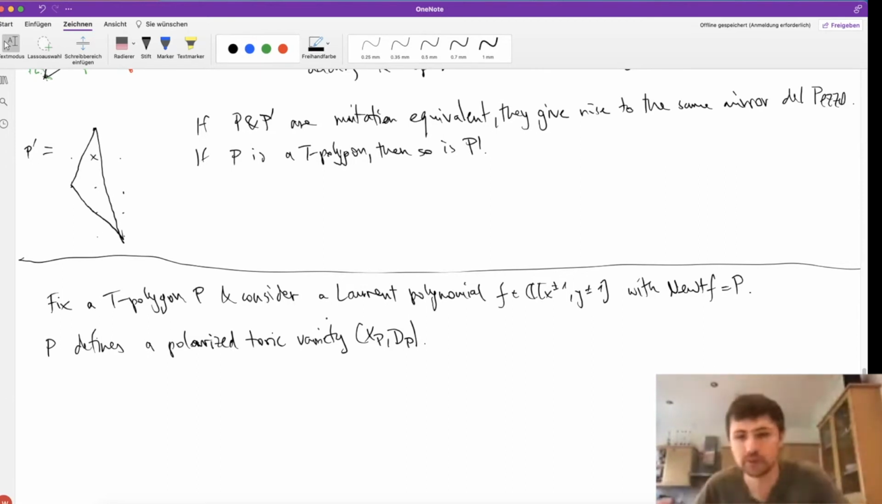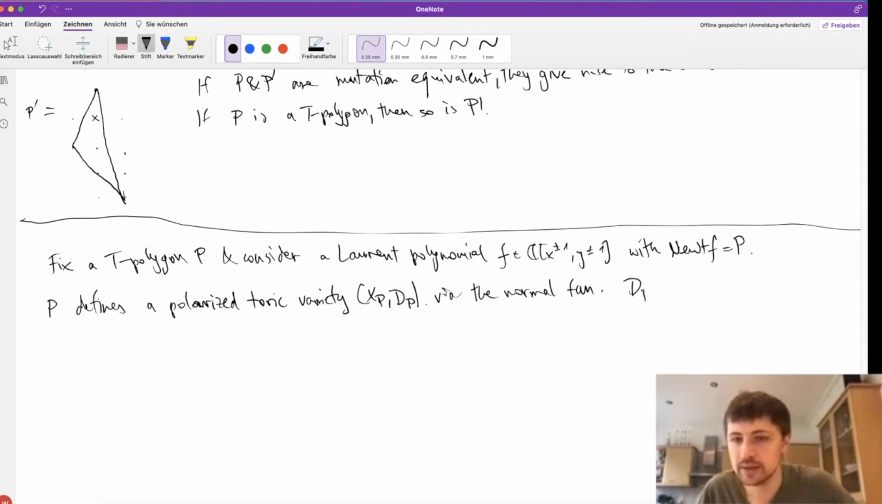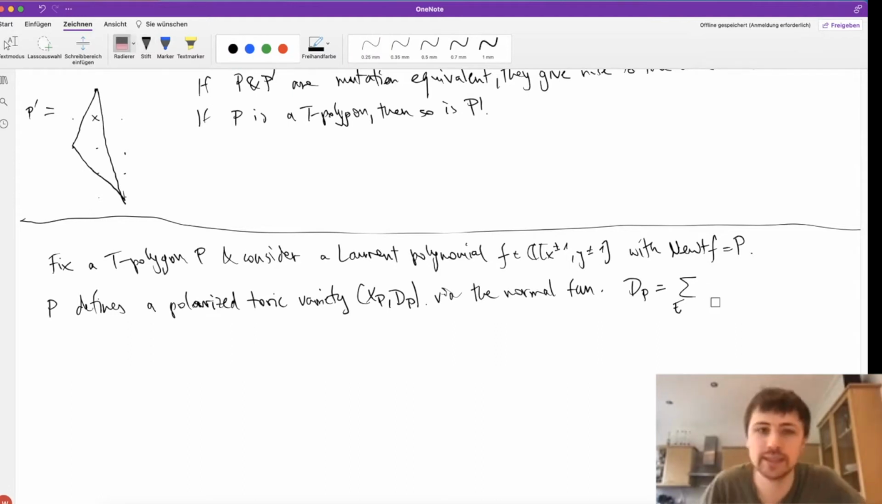So there is some duality inbuilt there, but for general T-polygons or Fano polygons, these are genuinely different toric varieties that you will get. And now I'm really back to classical toric geometry, where I take the normal fan to my polygon. So via the normal fan. And what is D_P? Well, it's the sum over all edges. So each edge gives rise to a toric divisor, which I call D_E.